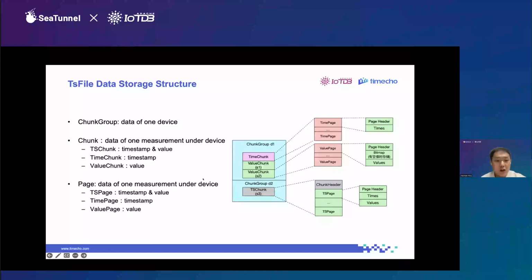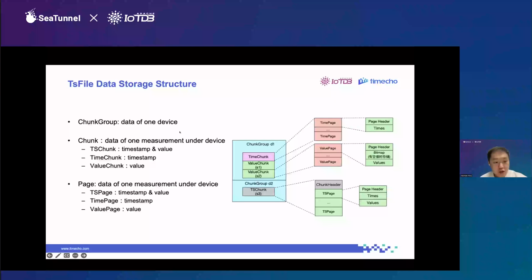For the data part, we have some different levels. The first one is the chunk group. A chunk group is the data of one device. In the chunk group, we have different chunks, which store the data of one measurement under this device. We have three different kinds of chunks: the TS chunk, which stores the timestamp and value together, the time chunk for the timestamp only, and the value chunk for the value only.